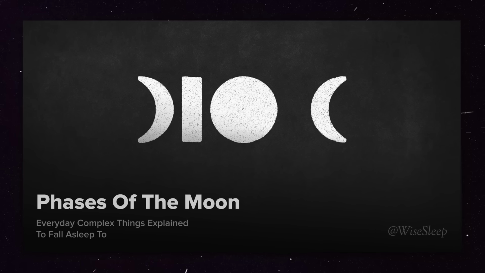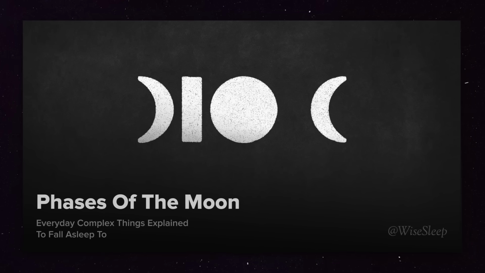Then comes the full moon. Now the entire sunlit half of the moon is facing Earth. After that, the process reverses. The moon begins to shrink or wane. First comes the waning gibbous, then the last quarter, where again only half the moon is visible. This time the opposite half. The final stage is the waning crescent, and then the cycle restarts with the new moon.